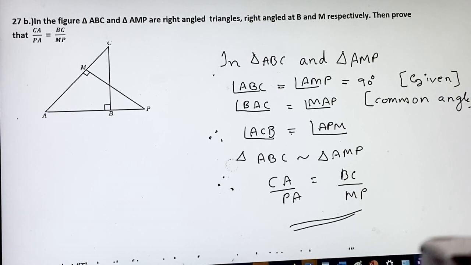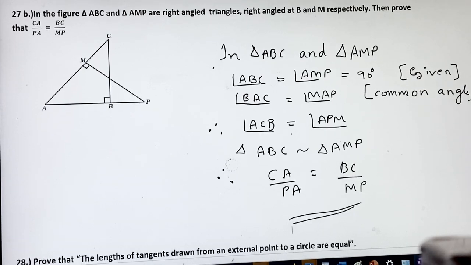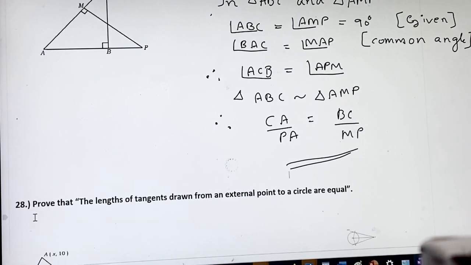This is the 27B question. Here each step carries half a mark. Do not skip any of the steps. Each line carries half marks, which will sum up to 3 marks. Now moving on to the next question, that is the 28th question.